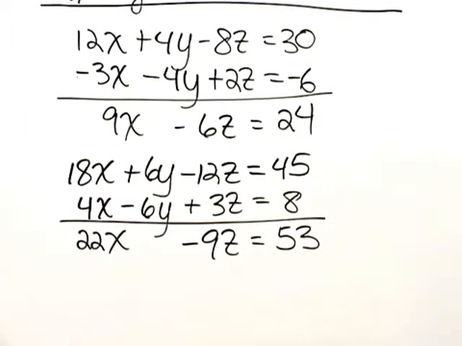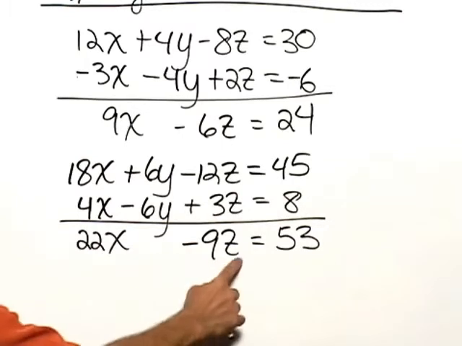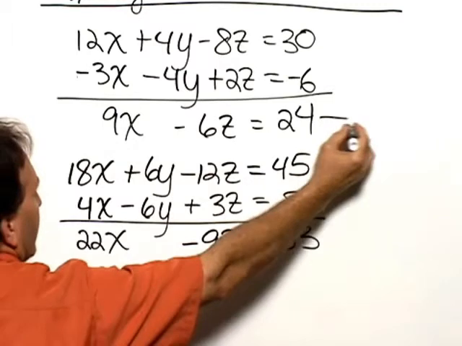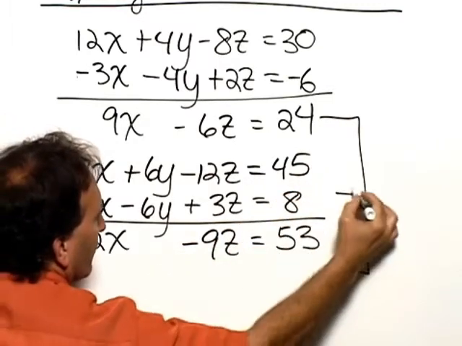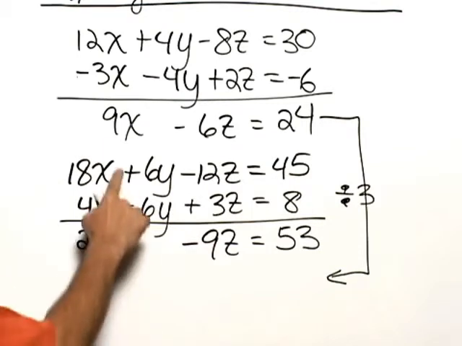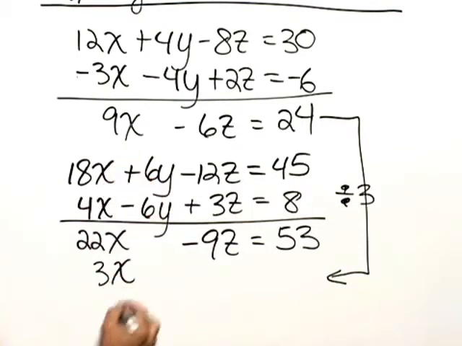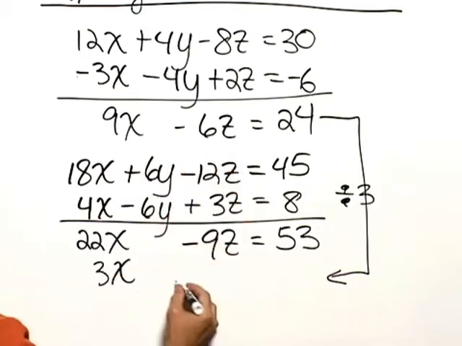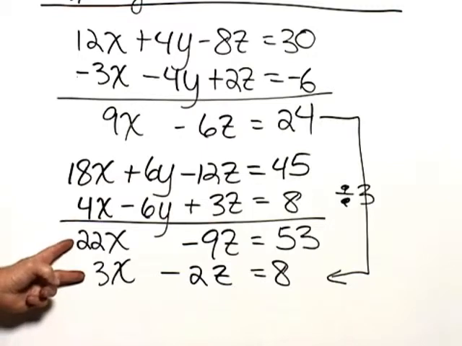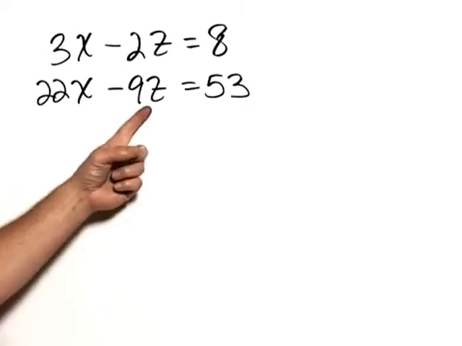All right, so now I have two equations with two unknowns, x and z. But I want to show you something, which is let's take this equation, rewrite it here, but divide both sides by 3. Because 9x divided by 3 is 3x, negative 6z divided by 3 is negative 2z, and 24 divided by 3 is 8. And that makes it a little bit easier now to use those two equations to solve for x and z. So let's eliminate the z.